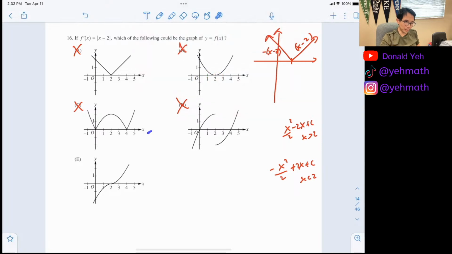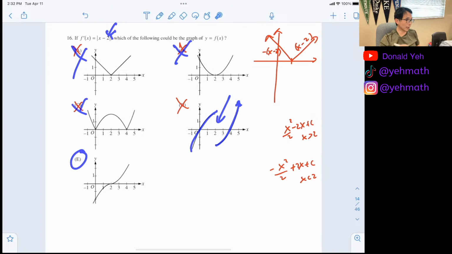According to Julia or Addison, it doesn't matter what you plug in, it's positive, so therefore it has to be increasing all the way through, which eliminates all those choices. But this one's also increasing because it's still going up. The problem is it's not differentiable at 2. This one's actually differentiable at 2 because you can plug in 2 and you're going to get 0. So therefore, E is the only correct choice.